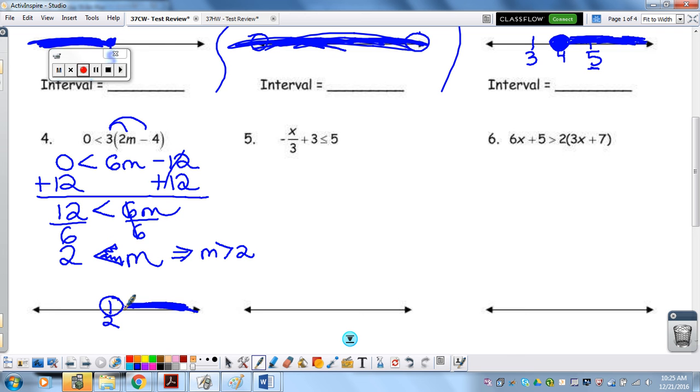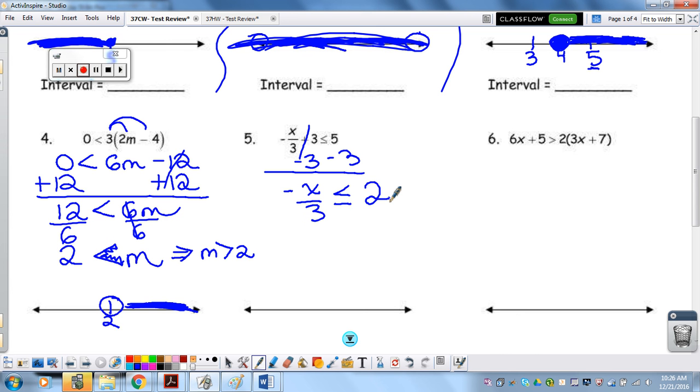So, your main goal, again, is to isolate the variable. See how it says positive 3? The opposite of positive is subtract. Okay, the 3's cancel out, and you're left with negative x over 3 is less than or equal to 5 minus 3 is 2. Now, again, your main goal is to get the letter by itself.